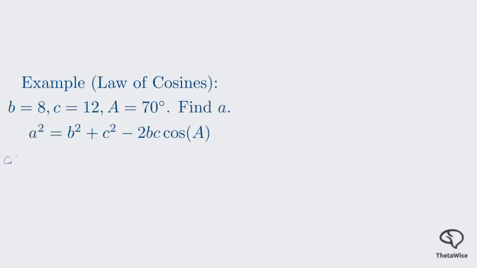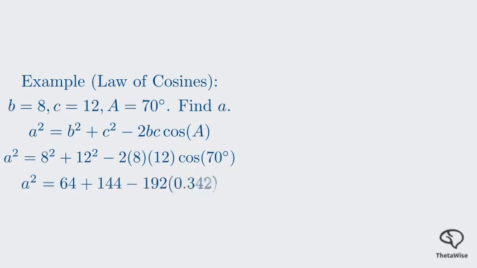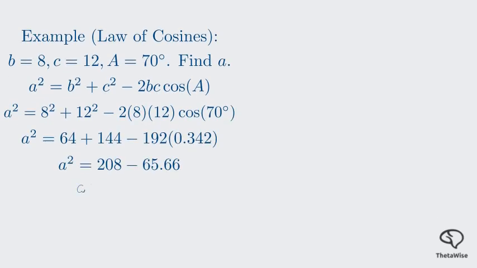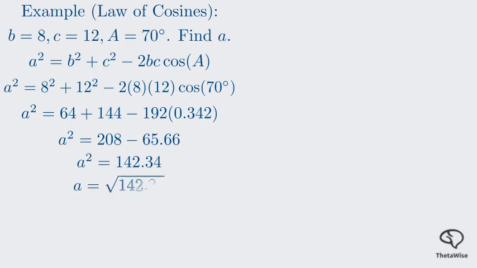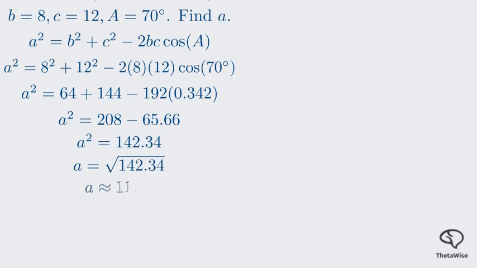We use the first form of the law of cosines. We plug in our values. a squared equals 8 squared plus 12 squared, minus 2 times 8 times 12, times cosine of 70 degrees. Calculating this, we get 64 plus 144 minus 192 times approximately 0.342. This simplifies to 208 minus about 65.66, which is 142.34. Taking the square root, we find that side a is approximately 11.93 units long.